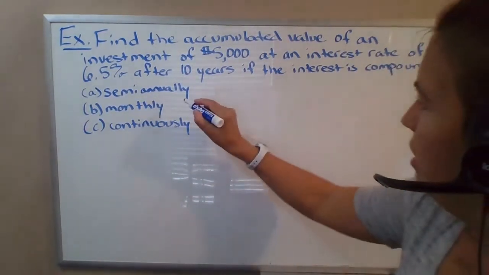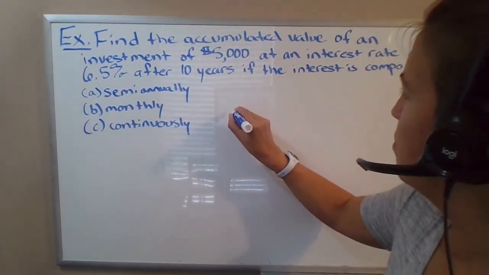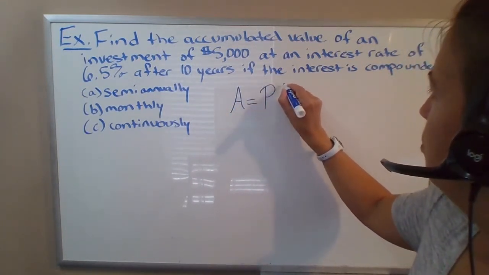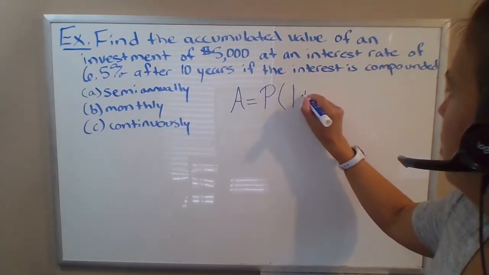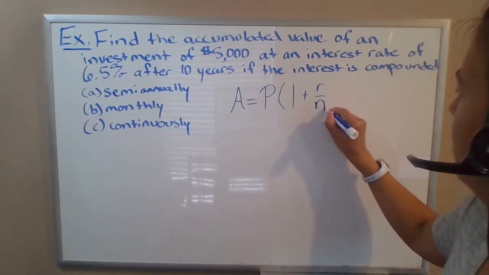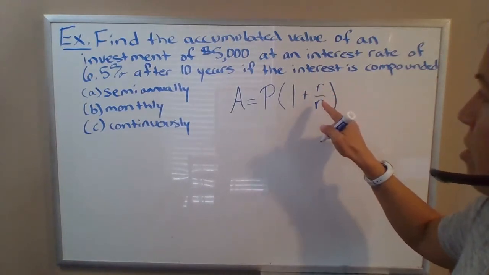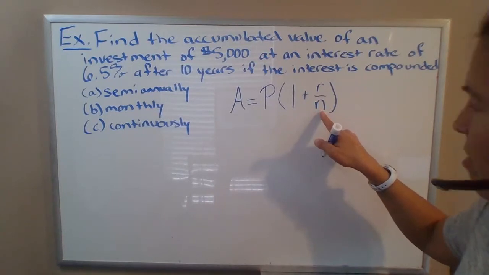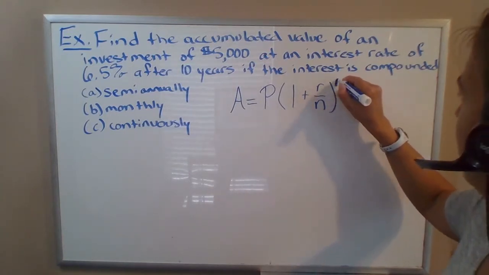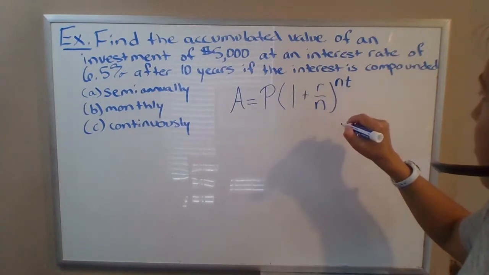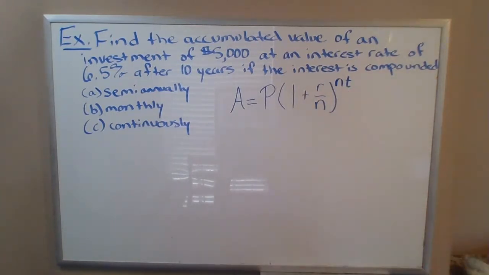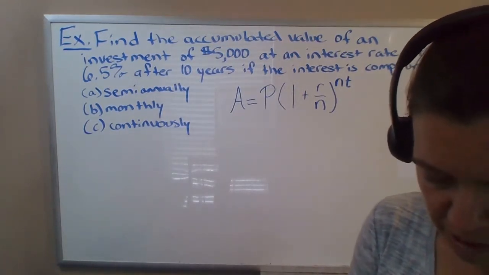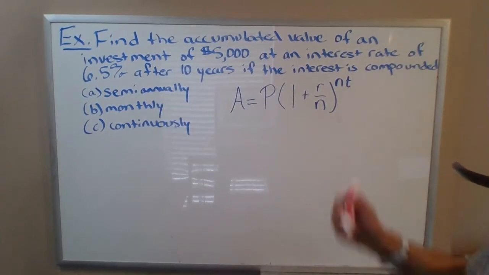Now, in this case, we're going to use the formula A, for accumulated value, equals P, which is the principal, times the quantity 1 plus r over n. This is where r is the interest rate, written as a decimal, and n is the number of times per year that the interest is compounded, to the exponent n times t, where t is time. So we need to collect information from the statement of the problem here. So let's go through this.